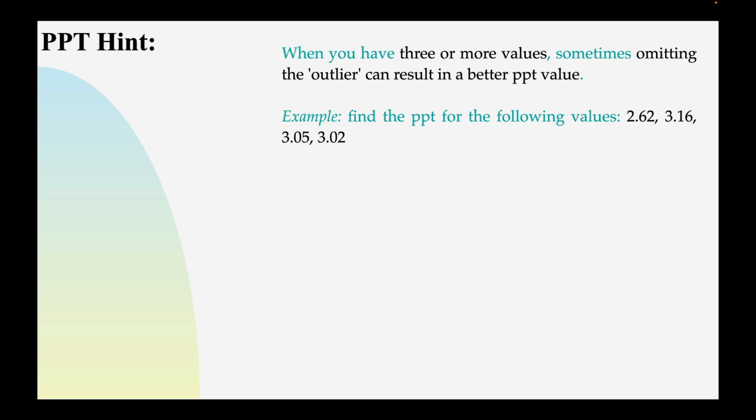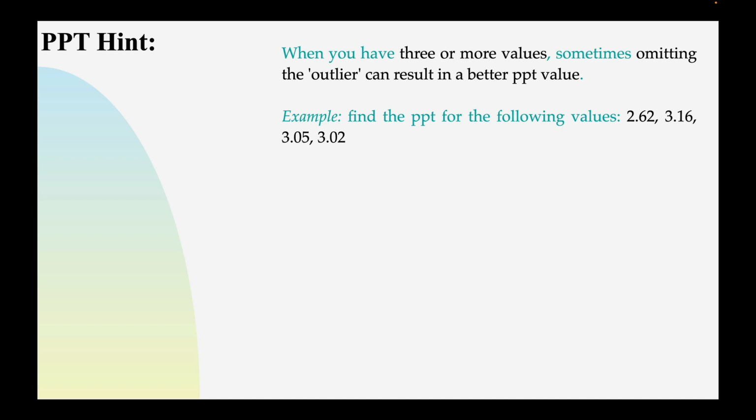One final example, I'd like to give you a hint. If you have 3 or more values that you're finding parts per thousand and you want to get the lowest parts per thousand value possible, sometimes you can kick out the outlier to find a better parts per thousand value. So let's look at an example here. We have 4 numbers, 2.62, 3.16, 3.05, and 3.02. And probably just visually looking at them, you can tell that 2.62 doesn't fit as well with the other data. The other ones are between 3.02 and 3.16, but 2.62 is definitely an outlier. It doesn't fall in that data range.